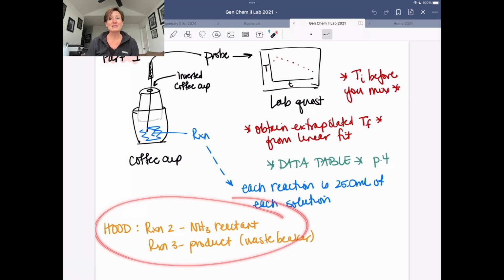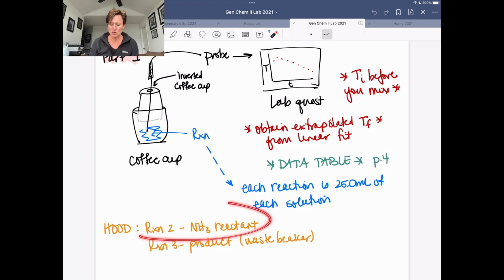Couple of other safety things to think about. Reaction 2 is going to be generating ammonia, NH3, as a product that can be kind of smelly. And so as soon as you have, we're using ammonia in reaction 2, when you go to pour out that reagent to use it, do that in one of those little hoods that we have. Just keeps the fumes from getting too overwhelming in the lab.